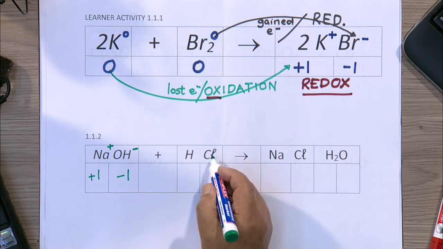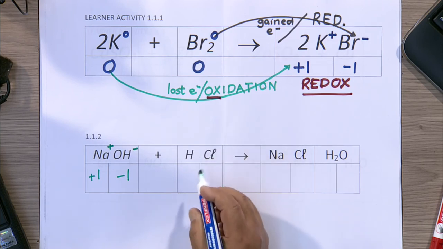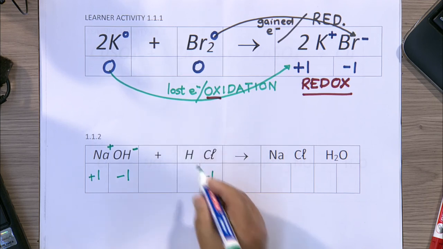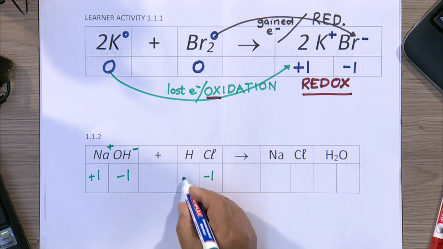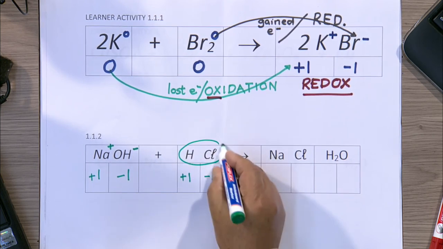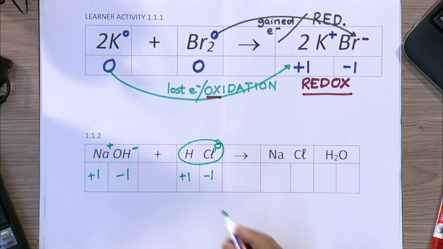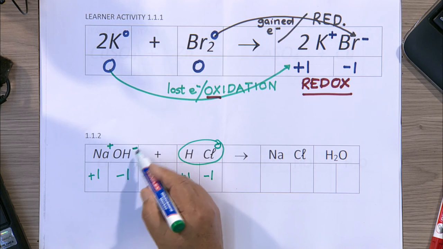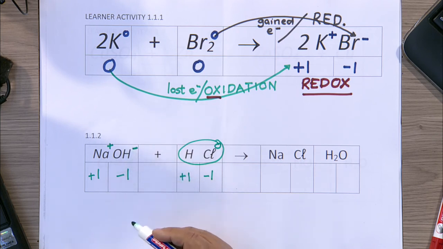Hydrogen chloride, or hydrochloric acid if you need to say. Chlorine, we know, is negative 1. Therefore, that one will have to be plus 1. Now, why? Because together, they are neutral and they make up 0. Plus 1 and minus 1 gives me a 0. The same here, plus 1 and negative 1 gives me a 0 because they are neutral. There's no charge written on them.